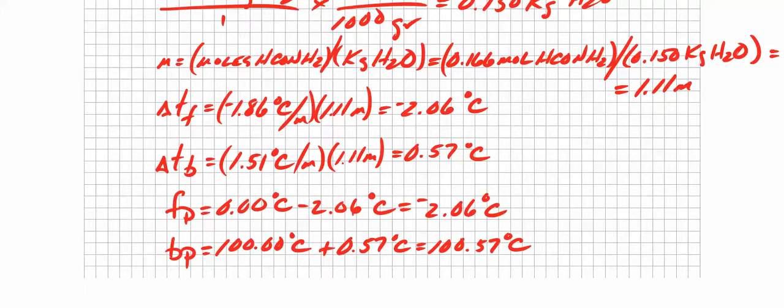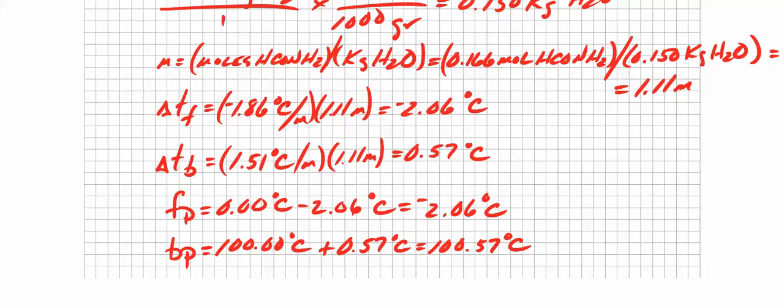Now let's calculate the change in boiling temperature. It's 1.51 degrees Celsius divided by molal times 1.11 molal is equal to positive 0.57 degrees Celsius. So we know the change in freezing temperature now and the change in boiling temperature. Let's calculate the actual freezing point and boiling point.